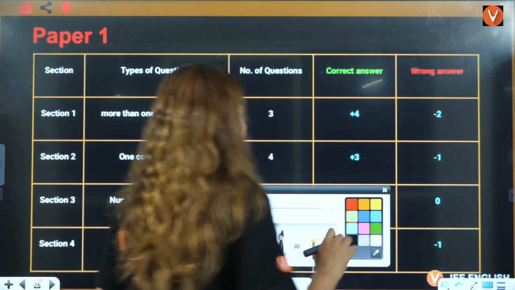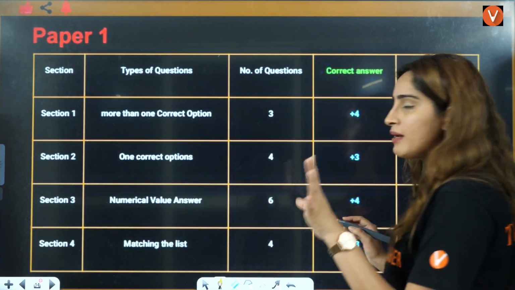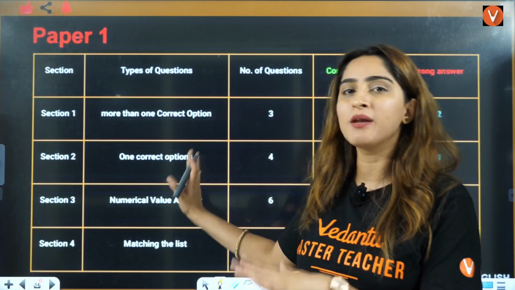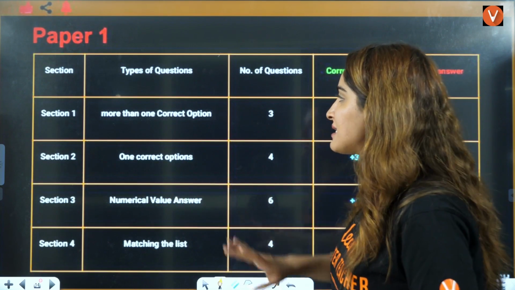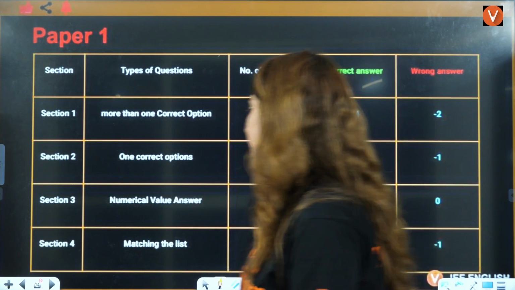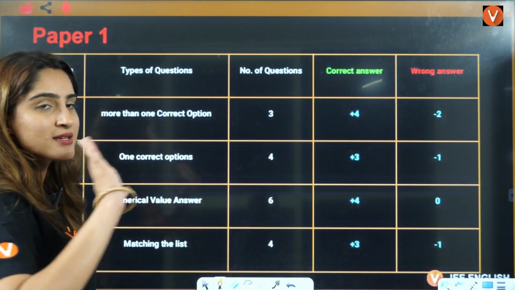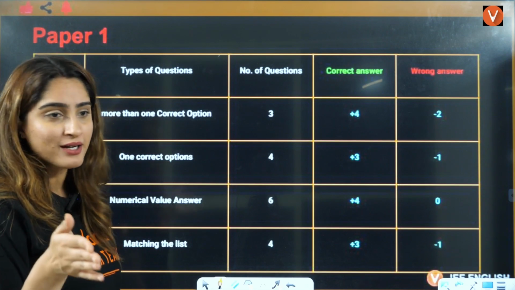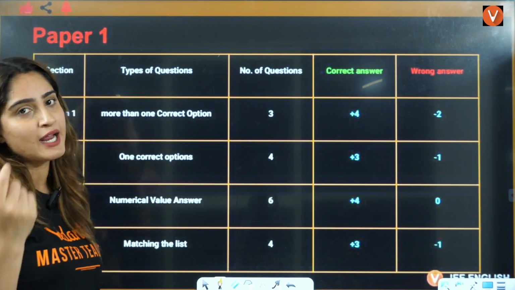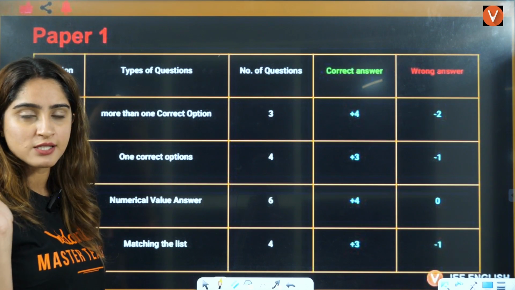Now, I'll give you one pattern. This is not a fixed pattern, this is just one pattern I have given you. Let's say they have given you 4 sections, 1, 2, 3, 4. This is a random pattern, there is no fixed pattern. Maybe there will be 3 sections. You might have only single correct and multiple correct, only these kinds of questions.